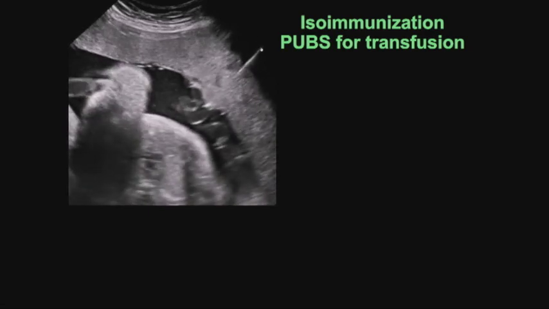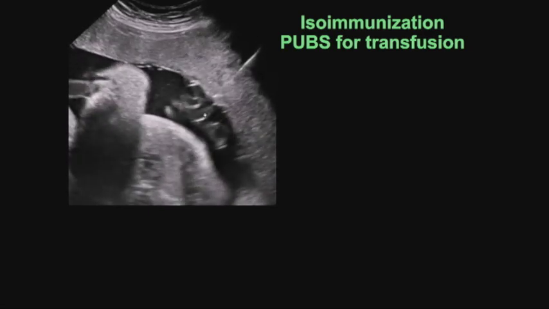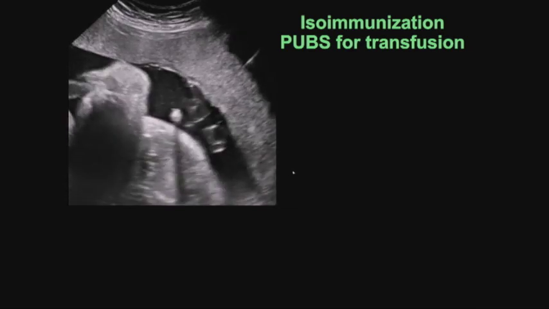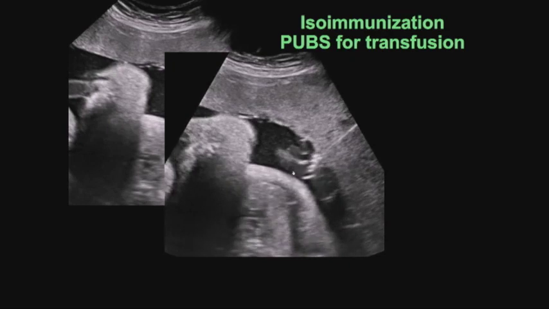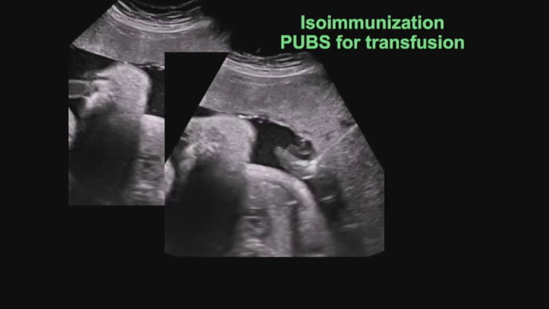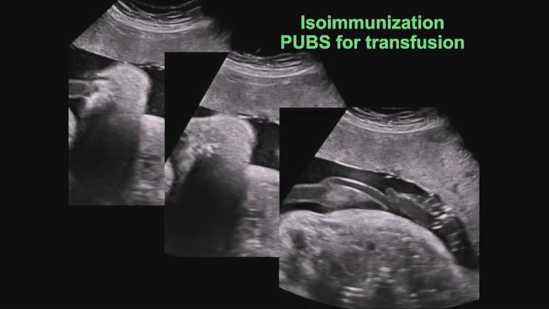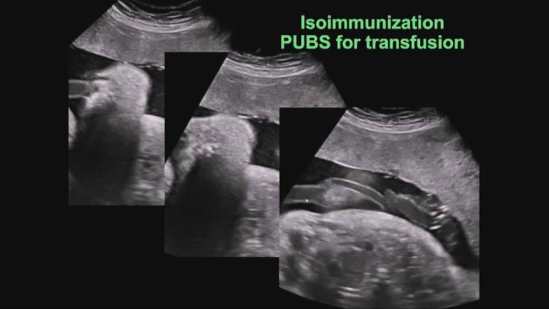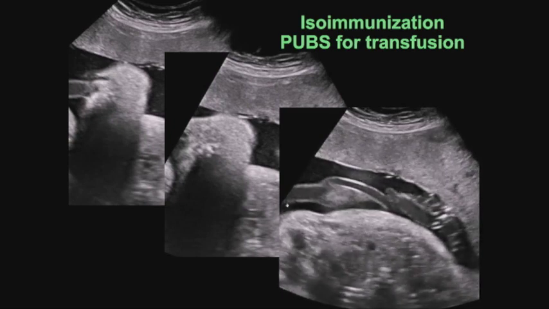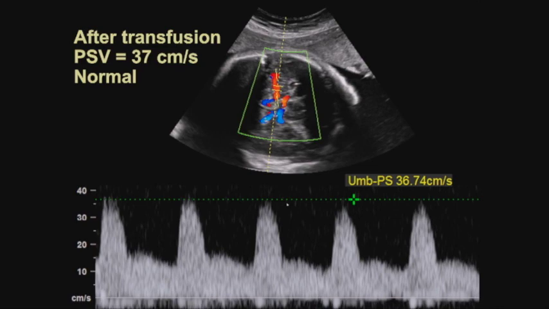So here we are passing the needle through that placenta into the umbilical cord, and we are now transfusing this fetus with packed red blood cells because of the fetal anemia. It's fun to do these because you can watch your success by watching along the umbilical vein and see the infusion of the red blood cells all along the umbilical vein. And here you can see after the procedure, the peak systolic velocity has now returned to the normal range at 37 centimeters per second.